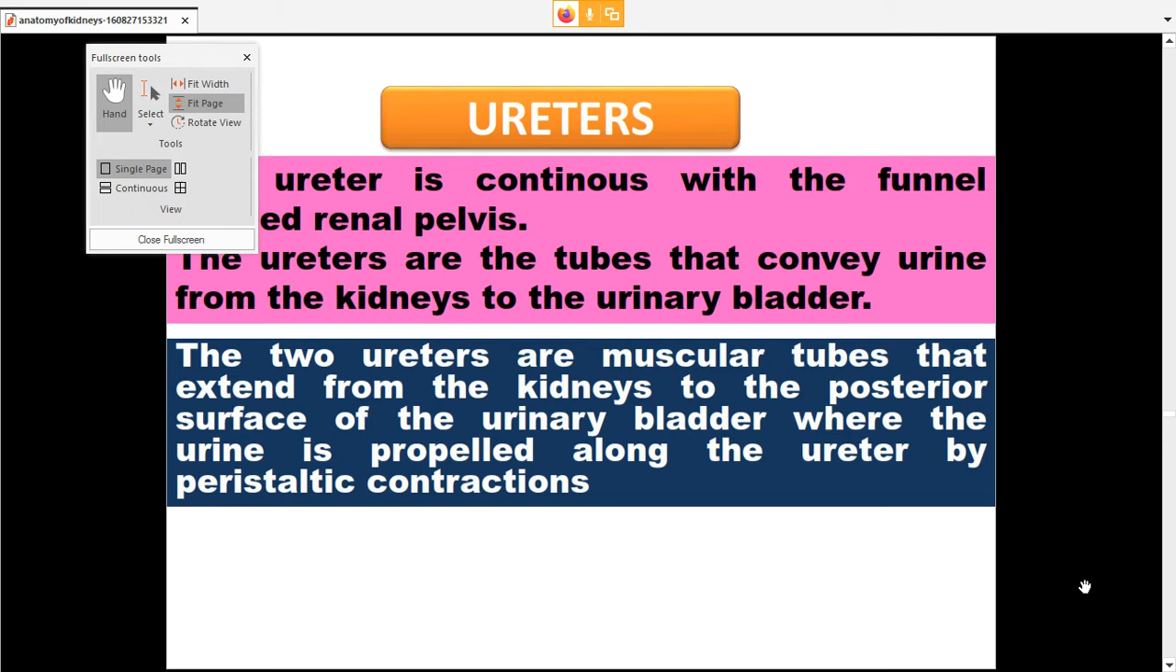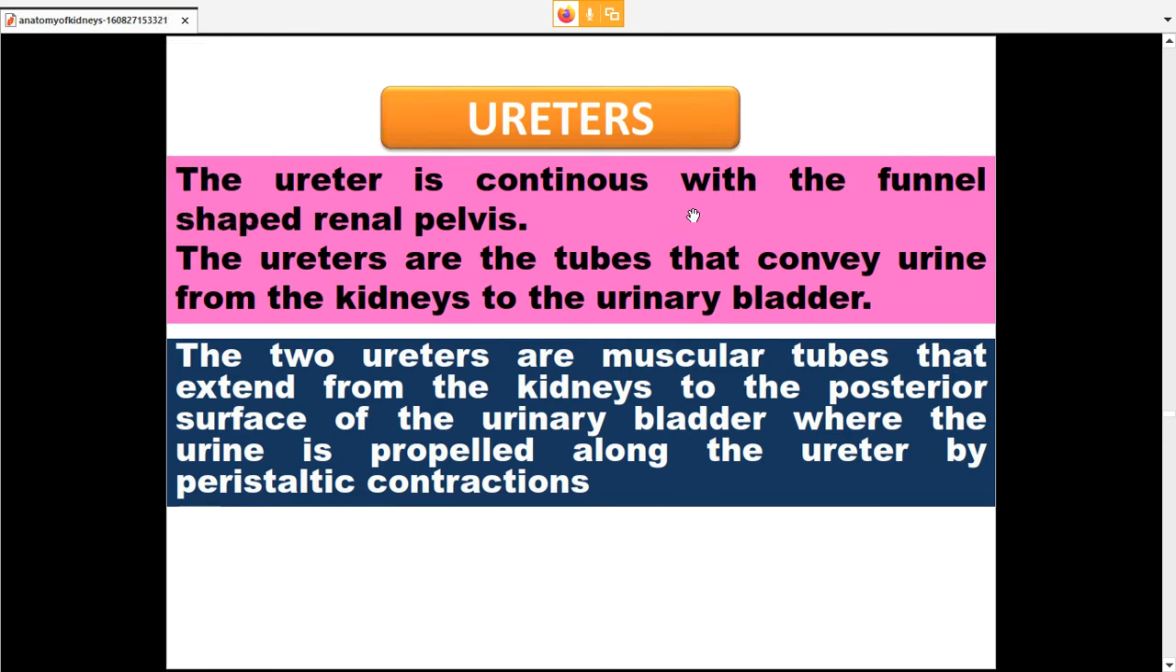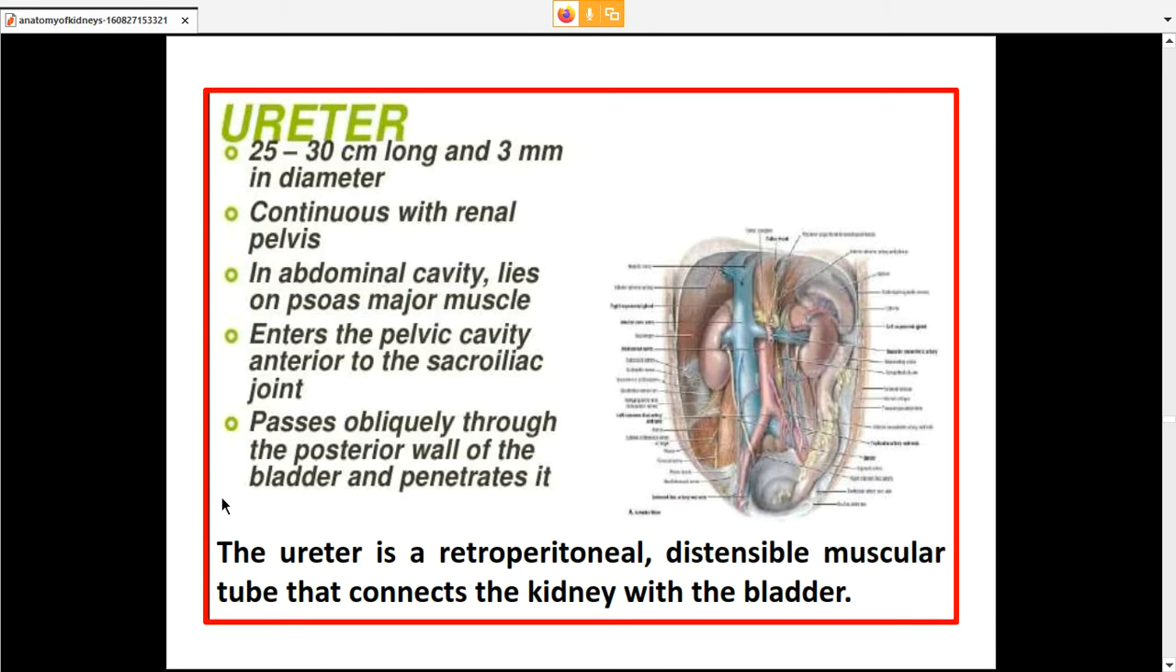Then other structures, coming to the ureters. The ureters are two pipes. The ureter is continuous with the funnel-shaped part called the renal pelvis. The ureters are the tubes that convey urine from the kidneys to the urinary bladder. These two ureters are muscular tubes that extend from the kidney to the posterior surface of the urinary bladder, where the urine is propelled along the ureter by peristaltic contractions.